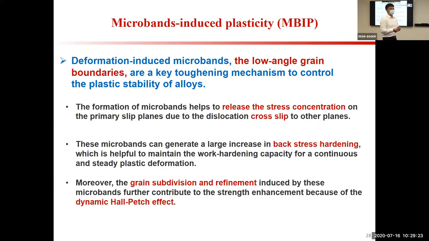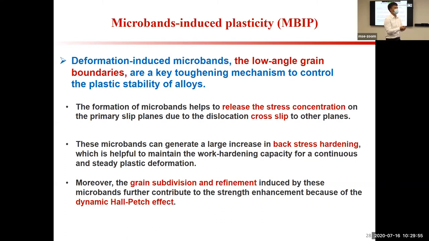The microband induced plasticity will contribute a very important toughening mechanism of the current material. It was actually identified as a low angle grain boundary, and will play a very important role to delay the early onset of local necking, with a very good plastic stability of this alloy.